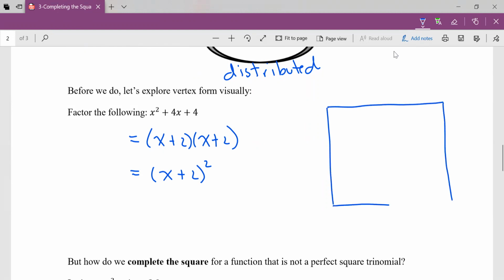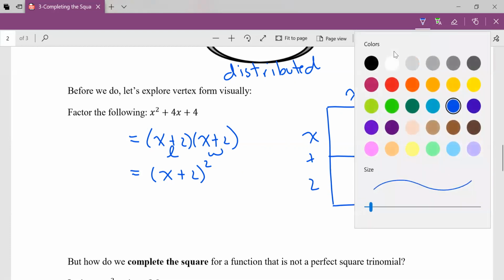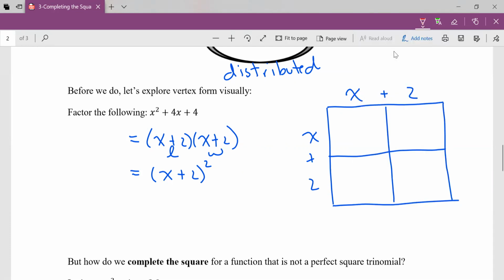Square. Hey, there's that word again, square. So I'm going to draw a square. And our square has an area of x squared plus 4x plus 4. That's the area. These here are the length and the width. This is x plus 2 and x plus 2. And the area is what we get on the inside. X times x is x squared. X times 2 is 2x. X times 2 is 2x. And 2 times 2 is 4.